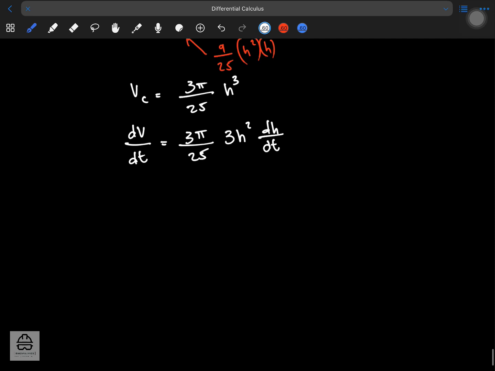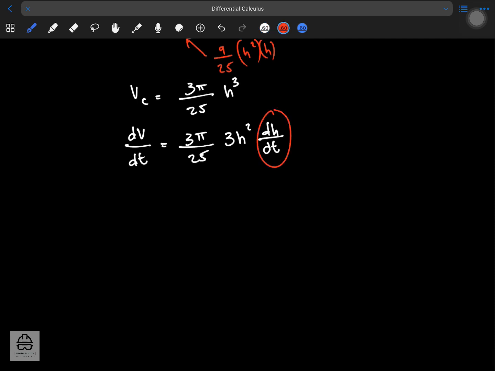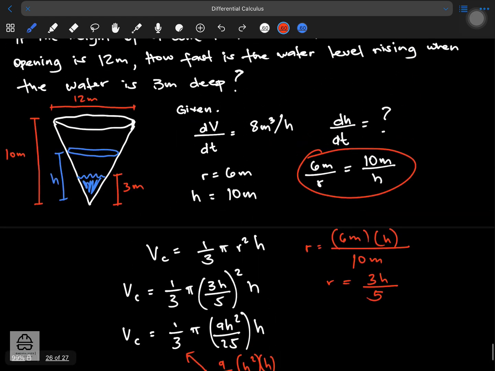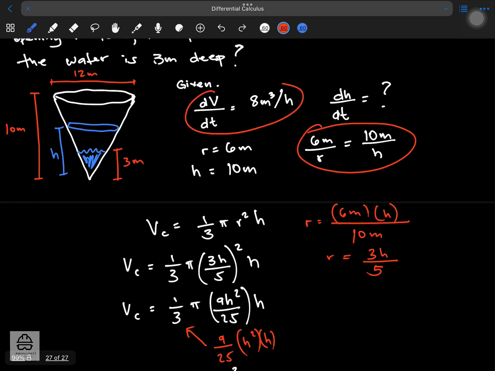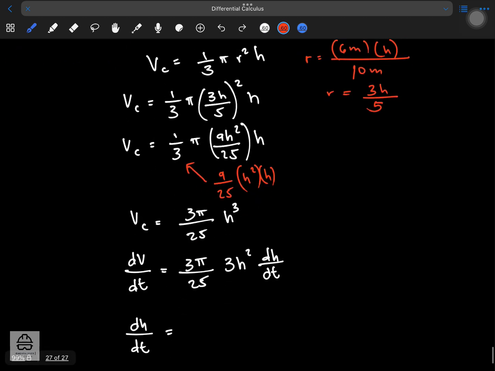Okay? This time, we will be isolating our dh over dt because this is the unknown rate of change that we are looking for in this problem. So for us to do that, we will be cross-multiplying this part going to this part, to isolate the dh over dt. That would be dh over dt is equal to the derivative of the volume with respect to time. If we scroll up here, we already have the value for our dV over dt. That's 8 cubic meters per hour.